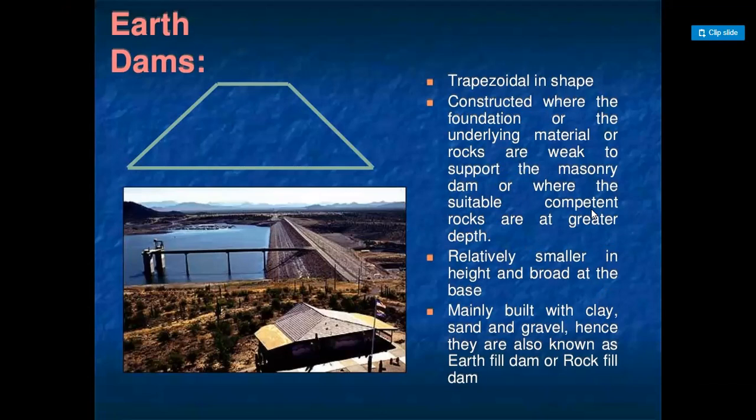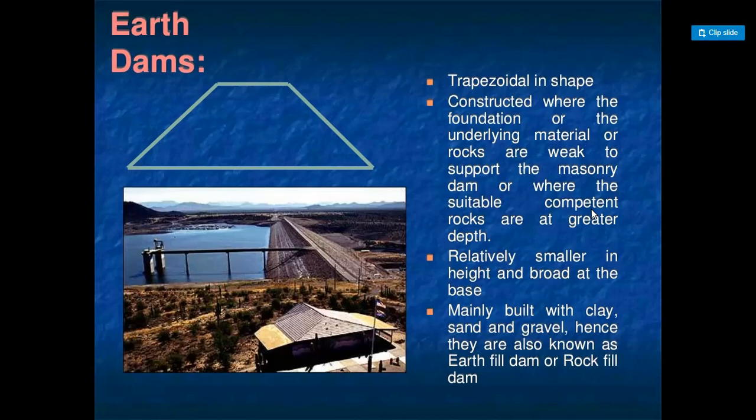So, guys, this is a raw earth and rock fill dam. In general, earth dams are planned in such places where the underlying material is too weak to support masonry dams or suitable competent rocks occur at a great depth. These are built in wide valleys where foundation materials are deformable and variable. Earth dams are relatively of smaller height, are lighter structures with a broad base. They are mainly built out of clay, sand, gravel, etc.